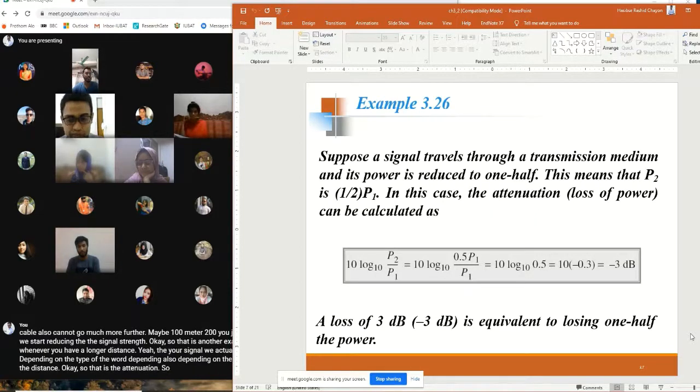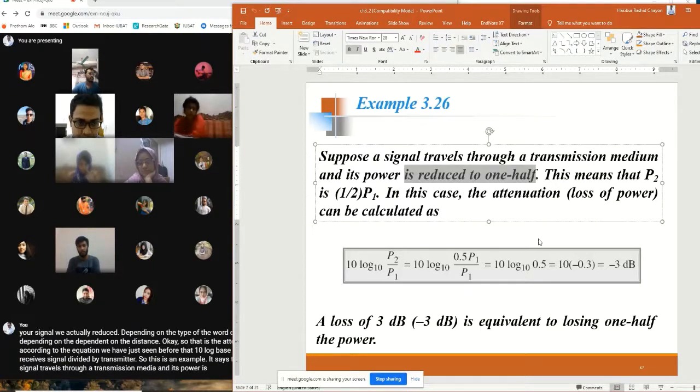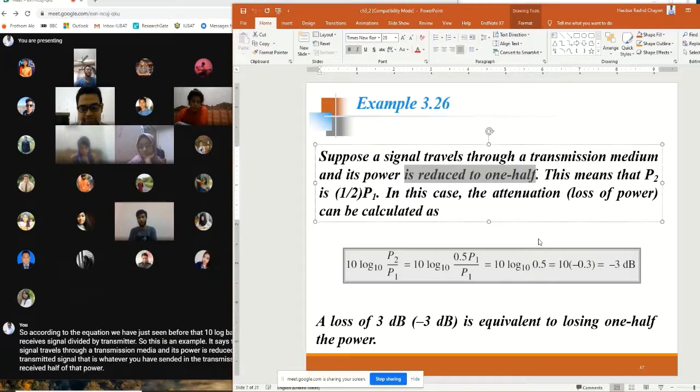According to the equation we have just seen before, 10 log base 10 of the received signal divided by the transmitter signal, this is an example. It says that suppose a signal travels through a transmission medium and its power is reduced to half of the transmitted signal. That means whatever you have sent at the transmission end, you received half of that power. And that means P2 will be half of P1. So in this case, how can we find out? Let's find out what is the loss or gain.